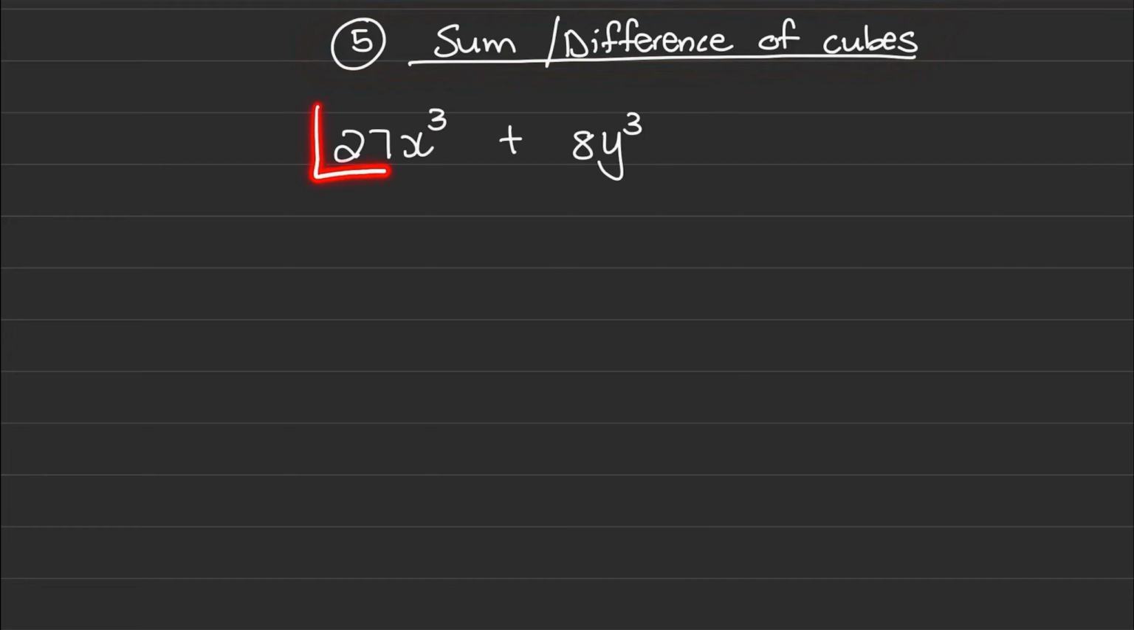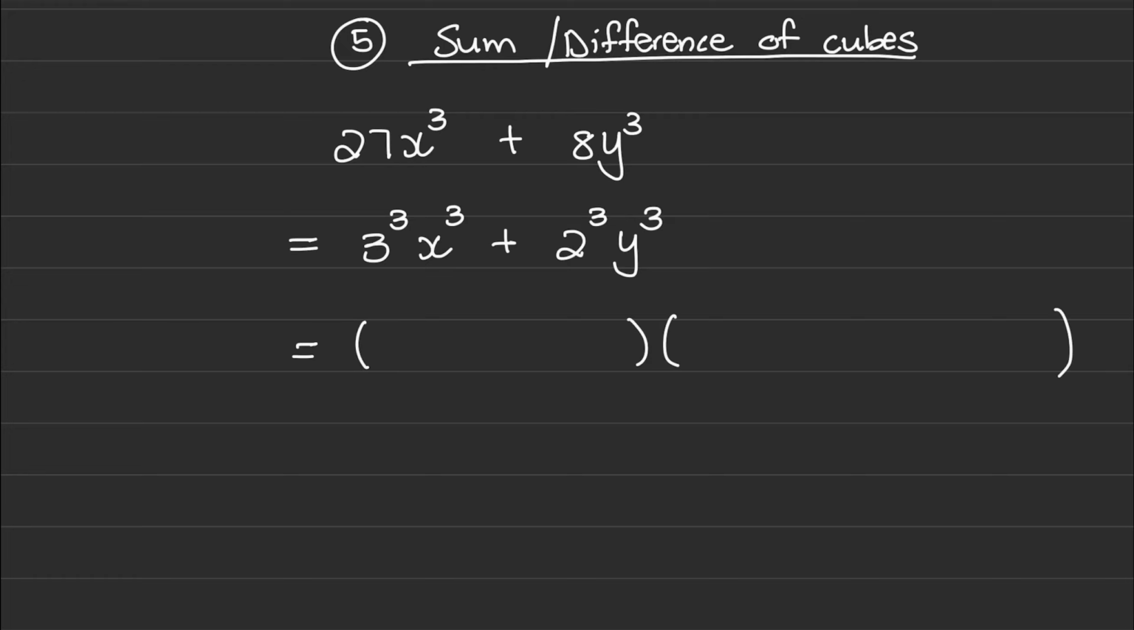So here I have two terms where the coefficients and the variables are cubed. So I can rewrite 27 as 3 cubed times x cubed and 8 as 2 cubed times y cubed. And when I factorize, I'll create two sets of brackets. In my first set of brackets, I simply rewrite 3x plus 2y. So I reproduce these two terms, but I ignore the exponent of 3.